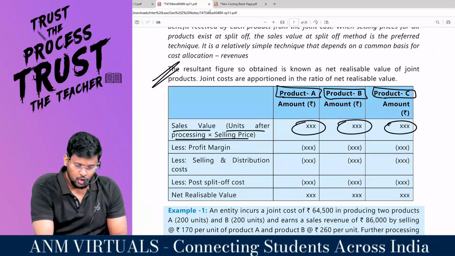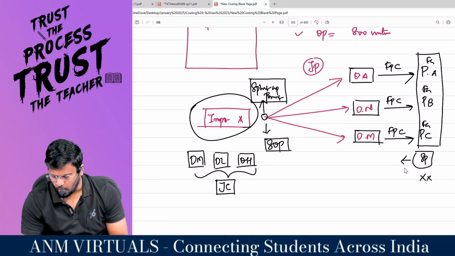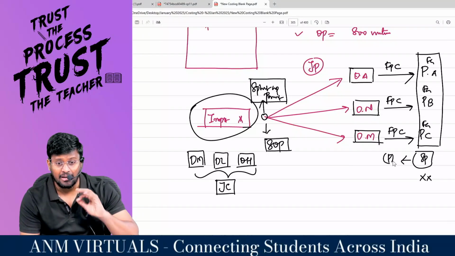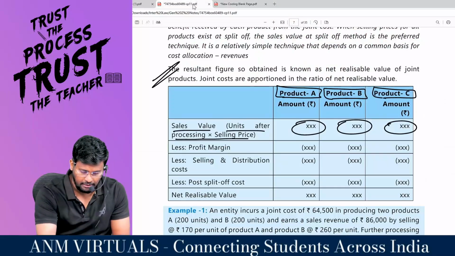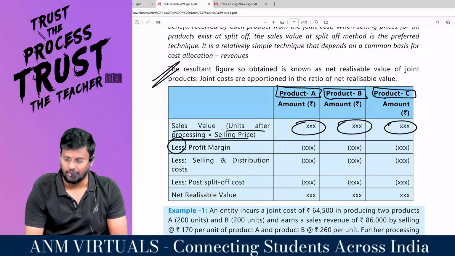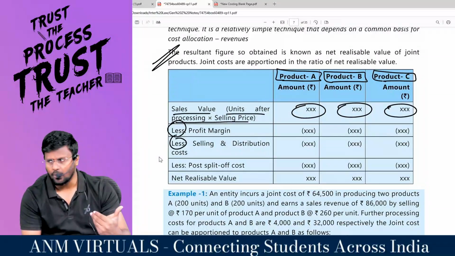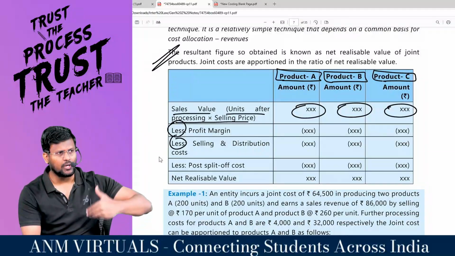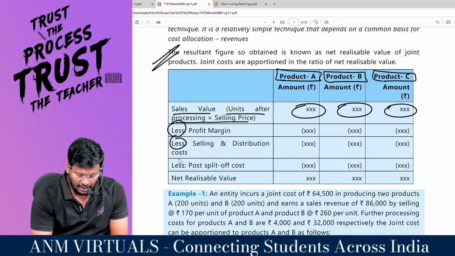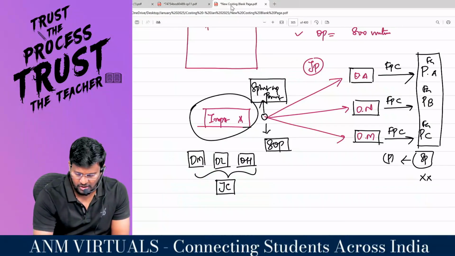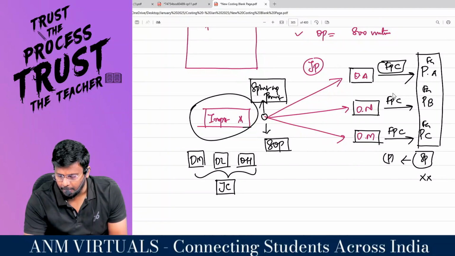Comfortable? Surely in the sale price, profit will be there. I have to reduce the profit, because it is net realizable value. So less profit margin. Less selling and distribution expenses, I would have incurred selling and distribution expenses, then only I can push the sales. Correct, sir? Less post split off cost, which is nothing but further processing cost.